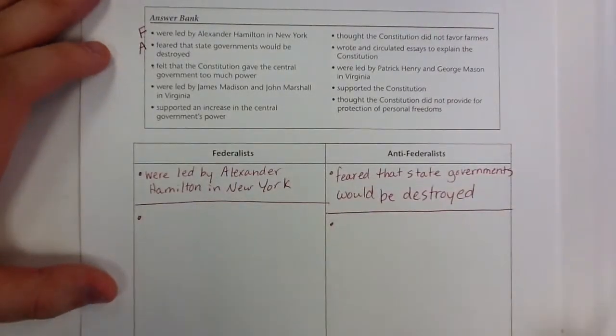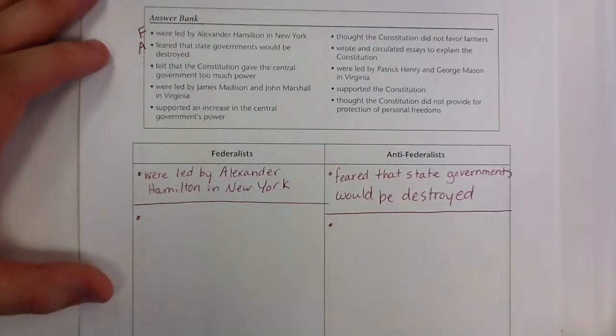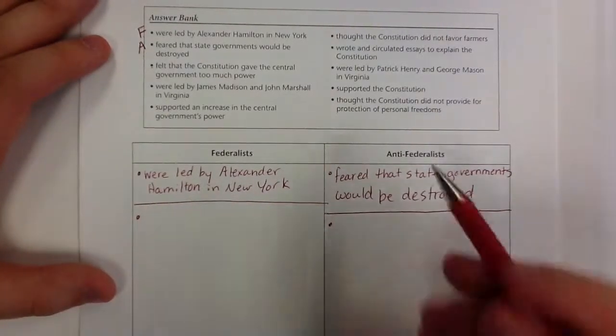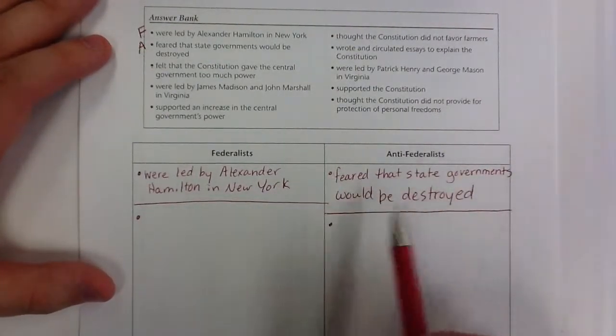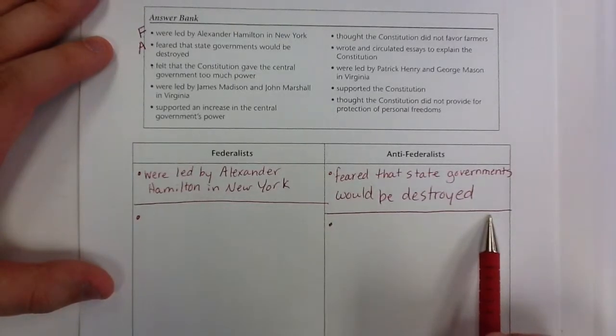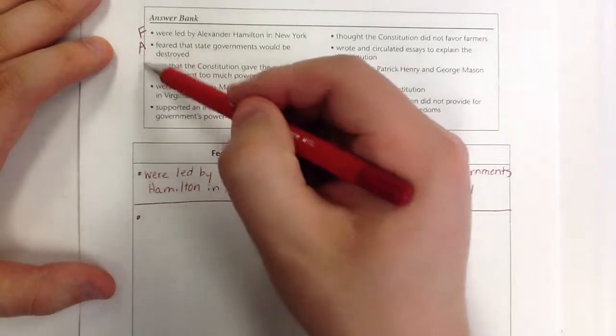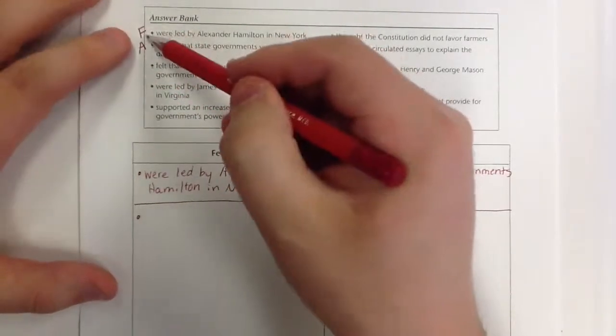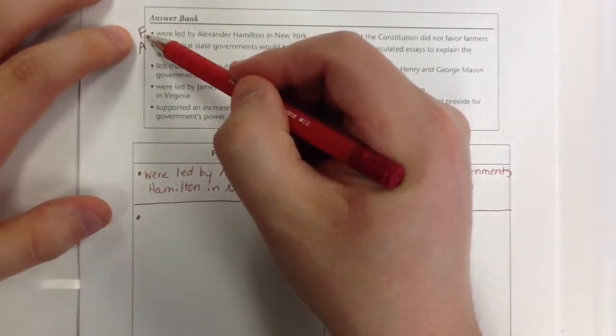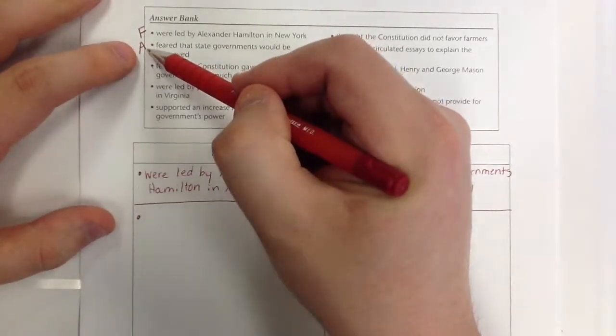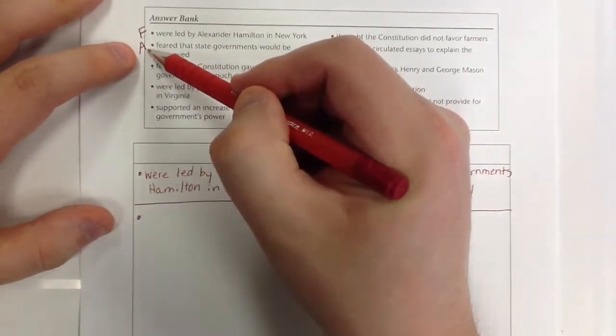Bullet point, I want it done exactly like this. I don't want missing bullet points. I don't want missing lines separating statements. I want it just like this, and I want to see that each of these bullet points is labeled either F if it's something about the Federalists, or A if it's something about the Anti-Federalists.